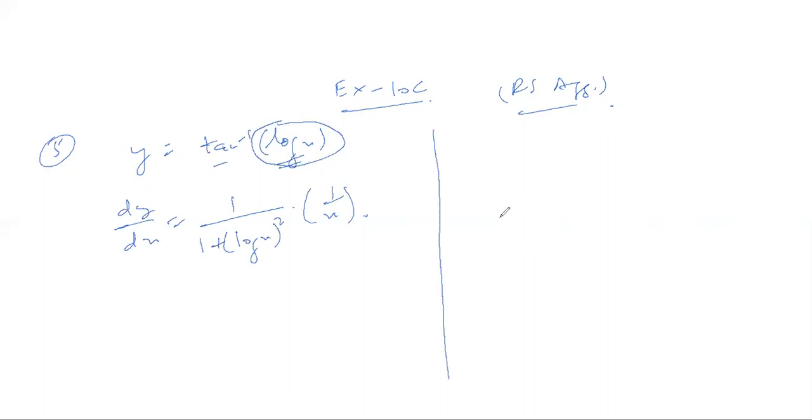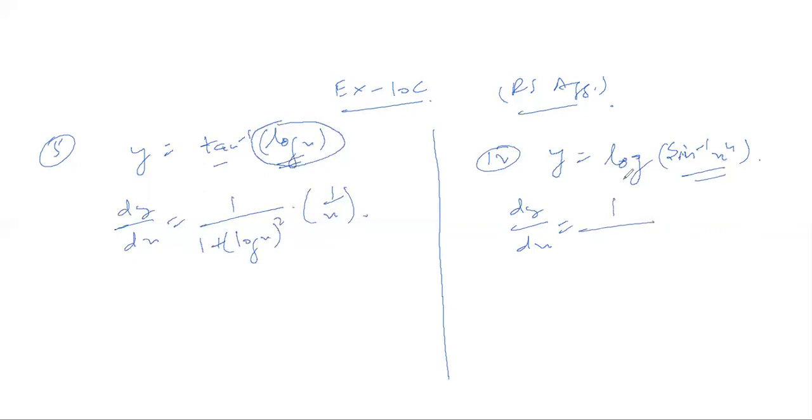Let's take a question here. Question number, let's take 12. I'm taking the questions randomly, okay? So it is log of sin inverse x raised to power 4. Differentiate it now. dy by dx will be equal to, this is log of sin inverse x raised to power 4.